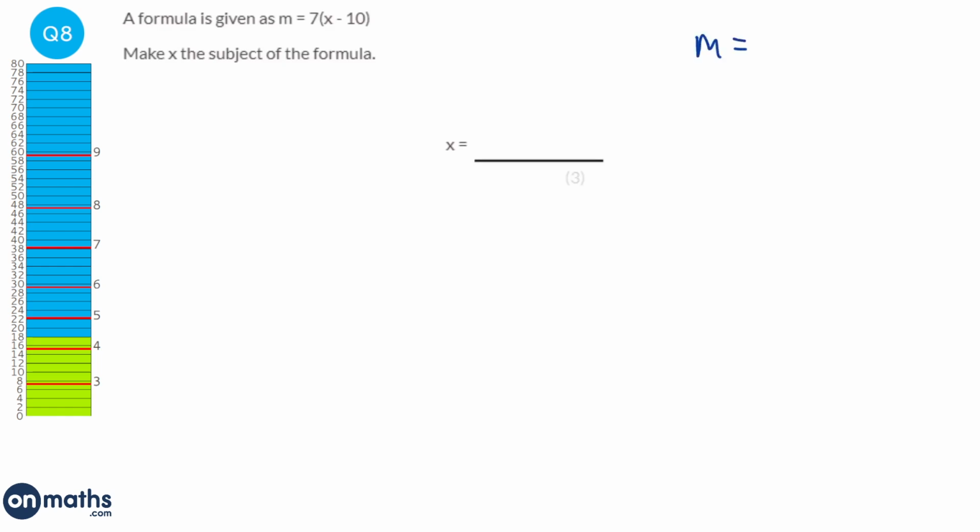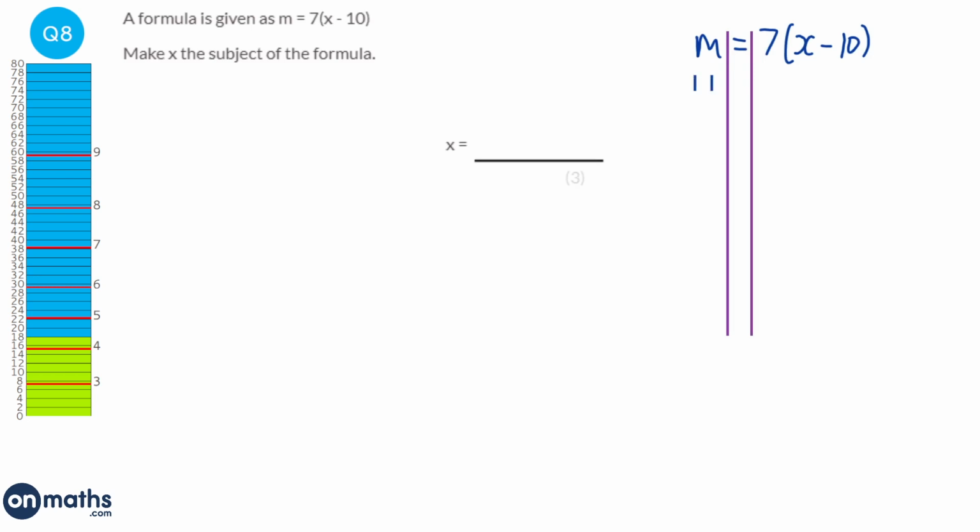So we're going to start just by writing this out. So m equals 7 brackets x minus 10. And we're going to put our solving lines in. I'm going to start by expanding the brackets, and we don't need to. We could divide both sides by 7, but I think this is a bit easier. And we're going to add 70 to both sides. So we're trying to get x as the subject, so we're trying to get x on its own.